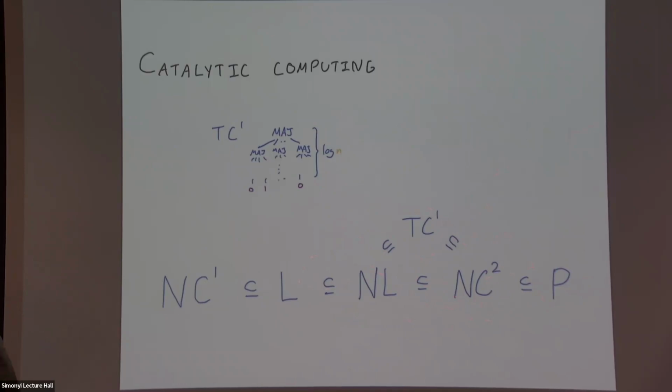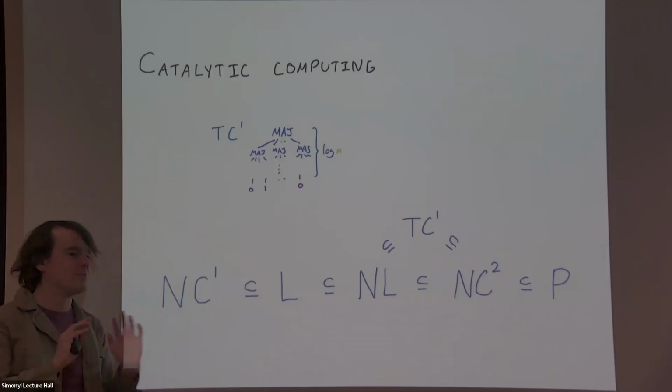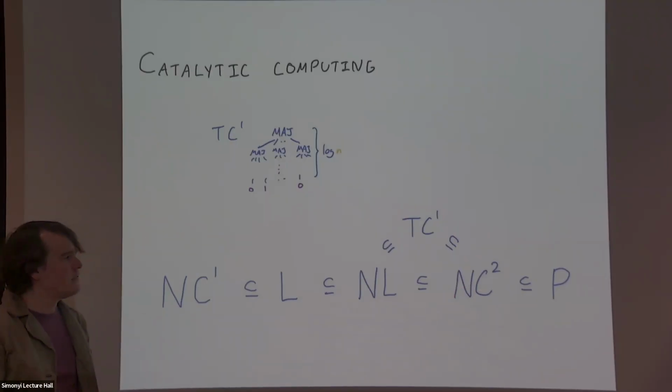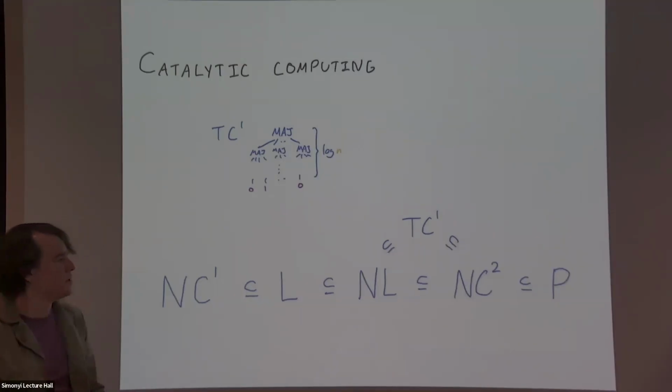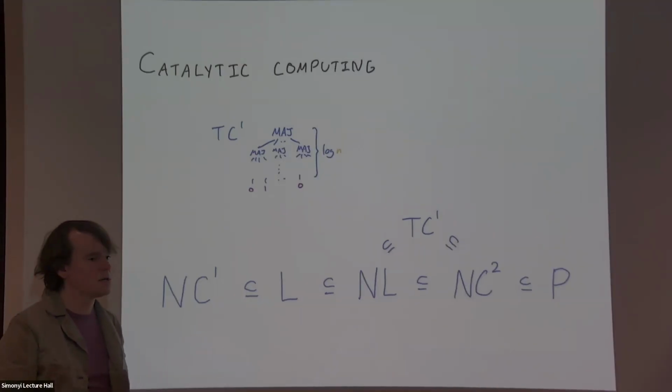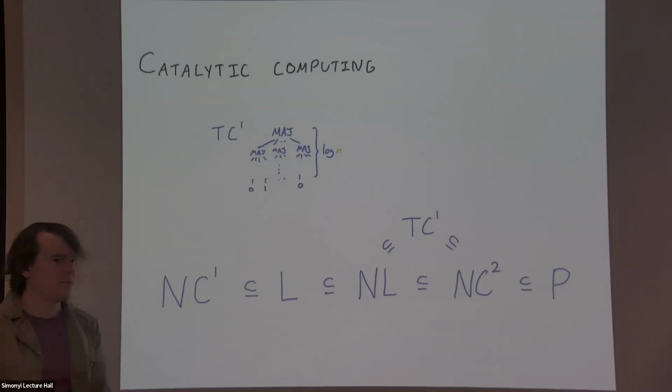An example of what Avi's talking about: when I put TC1 on the class here, I actually put it inside NC2. That's because you can just create a log depth formula to compute a majority gate and replace every majority gate with it. Then if you apply Barrington's or Ben-Or and Cleve and whatever, you're going to end up with space log squared n, because the depth of it is log squared. Or actually you can do more naive calculations and get it into log squared n space.